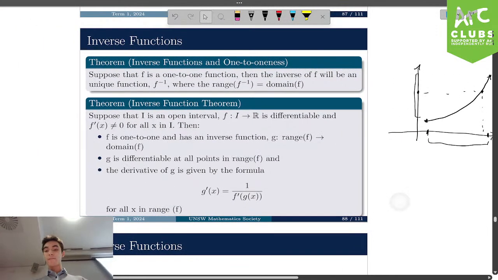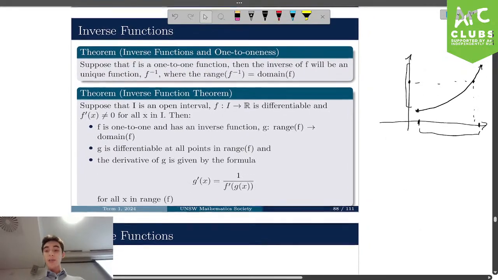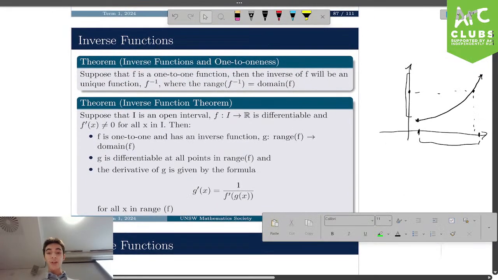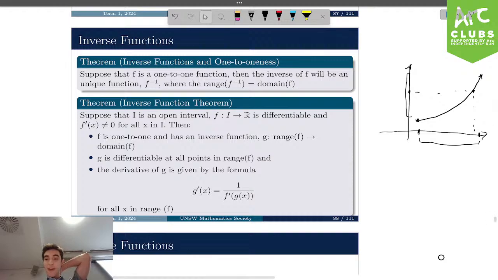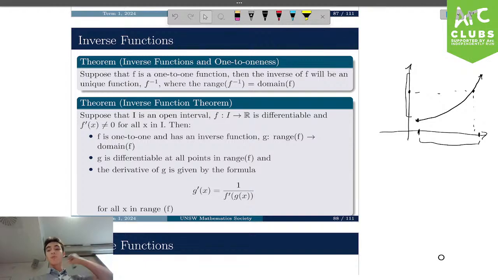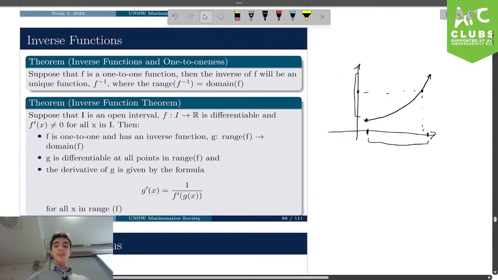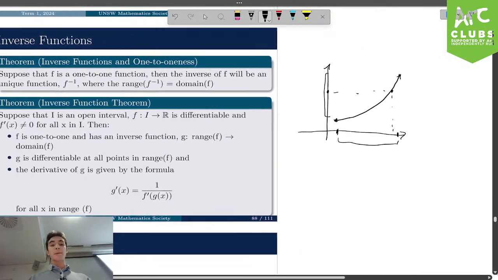And what else do we have? Suppose I is an open interval and the function f from I to R is differentiable and the derivative of f does not equal 0 for all x in that interval. Then we have that f is one-to-one and has an inverse function. So this function will go from the range of f to the domain of f.